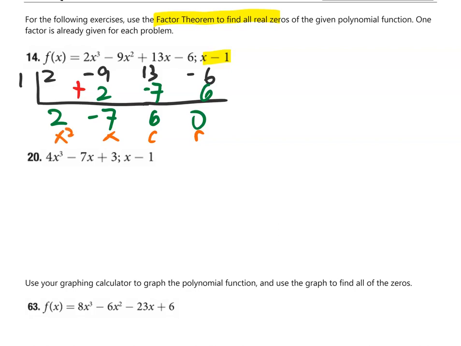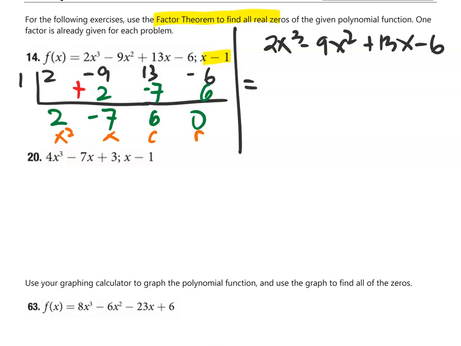So we have 2x squared minus 7x plus 6. So let me write it down. 2x cubed minus 9x squared plus 13x minus 6 is equal to, the factors are x minus 1 and 2x squared minus 7x plus 6. And then now this is factorable. Let's get the factors.